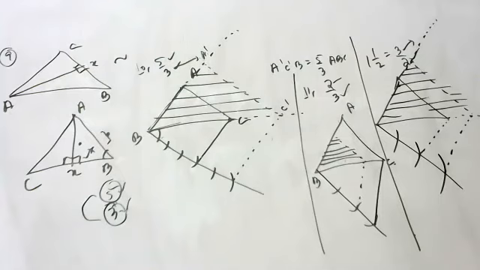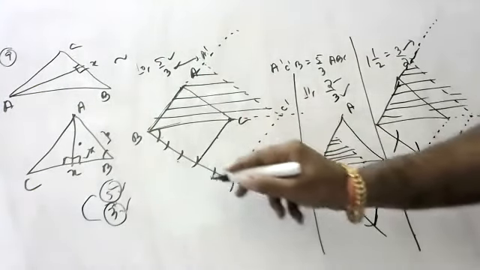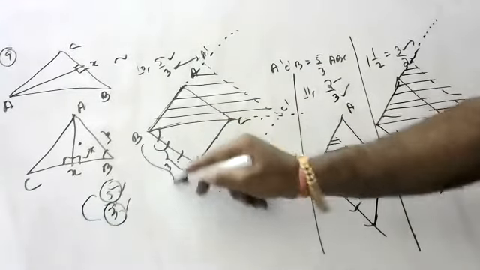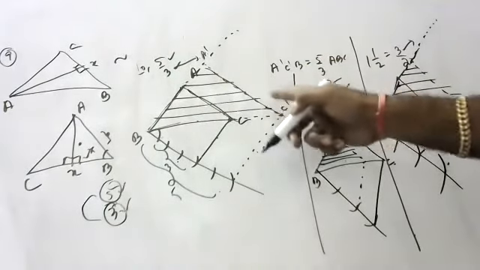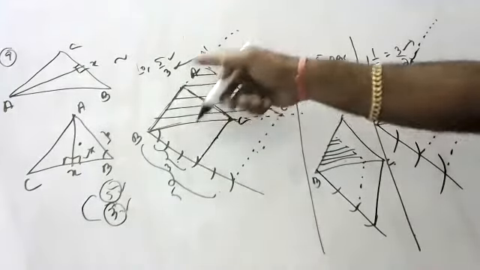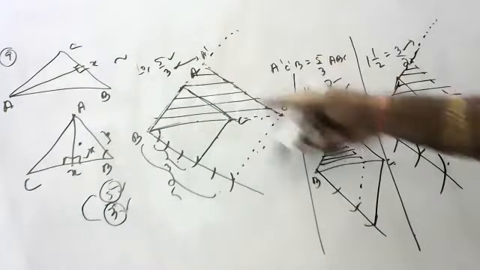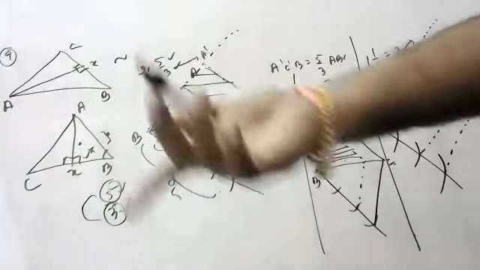3 by 2. Justification is very, very important. This and this are parallel by construction. So this is 3 by 5. So the whole triangle is 3 by 5. Or the big triangle is 5 by 3 times. The small triangle is 3 by 5 times. This big triangle is 5 by 3 times.